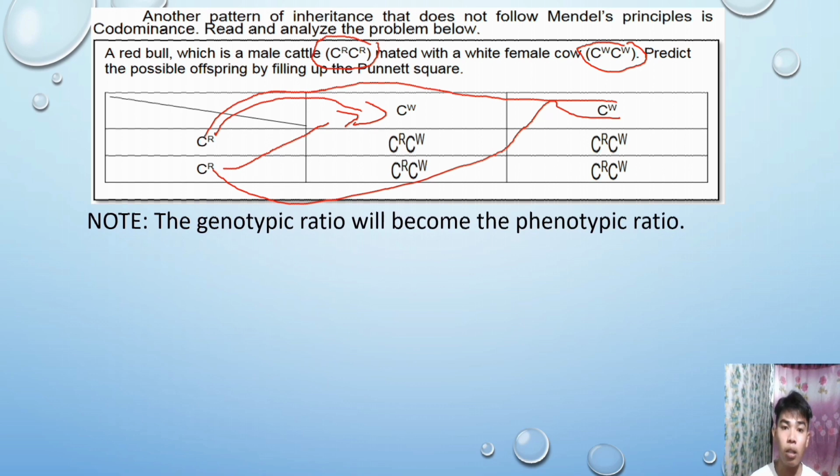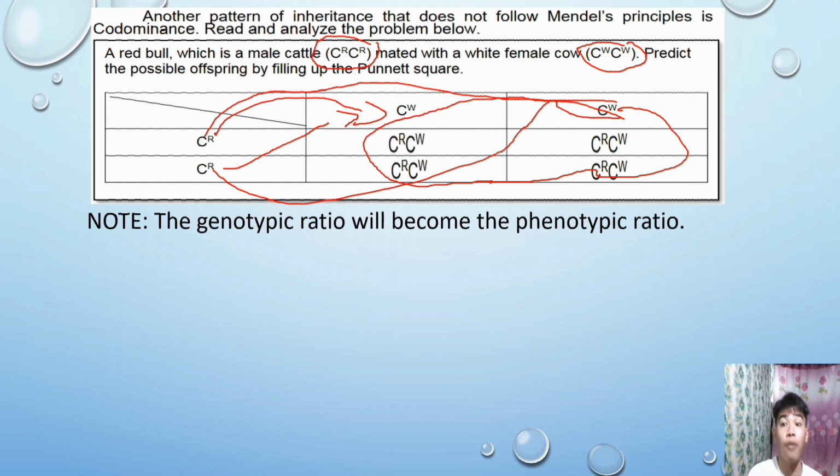Note that the genotypic ratio will become the phenotypic ratio. It is the same as in incomplete dominance. We can say that the phenotypic ratio will become the genotypic ratio because all the results of the cross between the red bull, or the red male cattle, and the white female cow are roan. So it means we have four roan cows. The genotypic ratio is 4 roan cows, and the phenotypic ratio is also 4 roan cows.